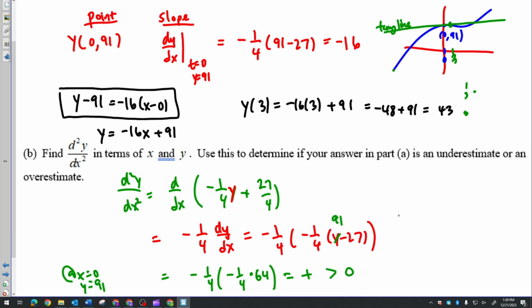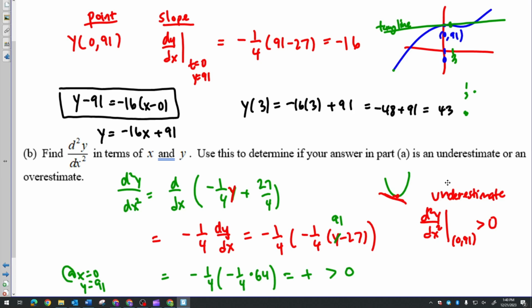And so if you have a second derivative greater than 0, you have an upwards curve like this. So any tangent line you draw on this is going to be an underestimate. If they ask you for the justification, you would say the justification is because the second derivative at that point is greater than 0.